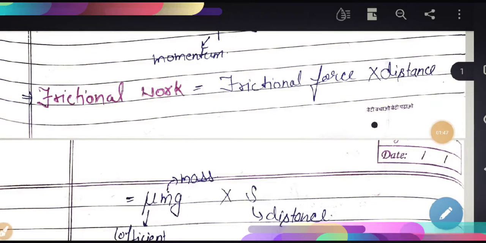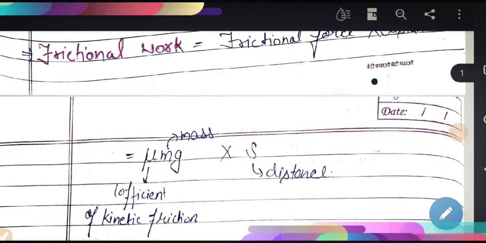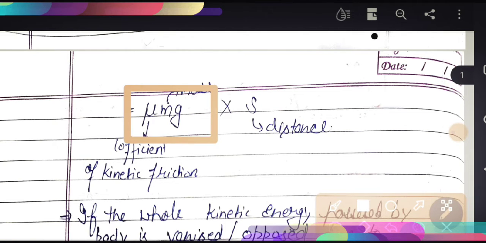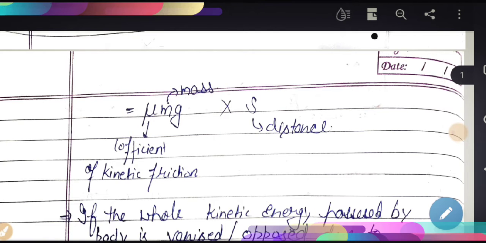Next, work can also be done by frictional force. So, what would be the value of that? That would be frictional force multiplied by the distance through which the body has travelled. As you know, the value of the frictional force is mu mg, where mu is the coefficient of kinetic friction, m is the mass, g is gravity and s is the distance.